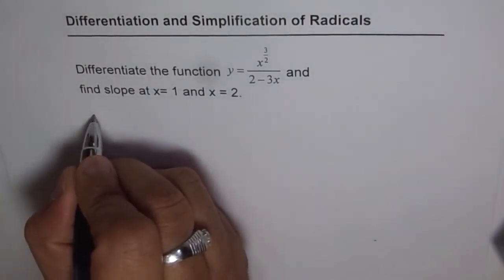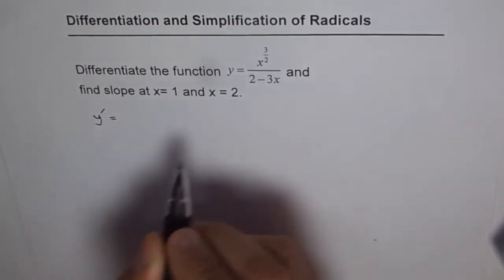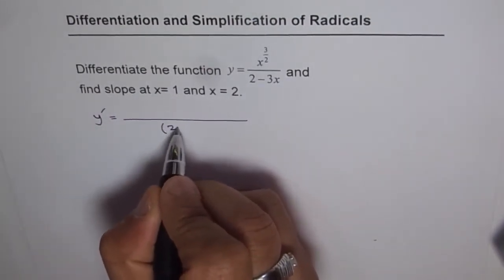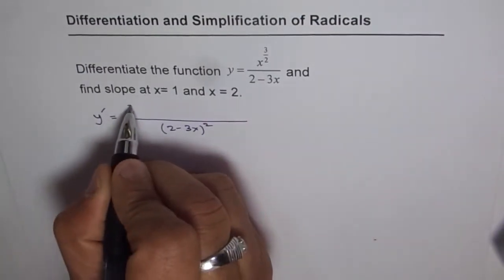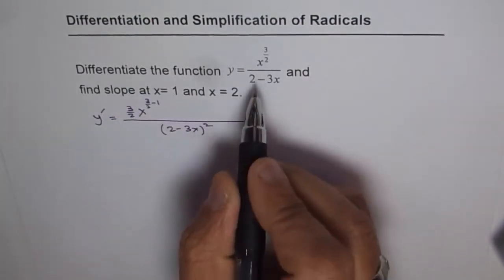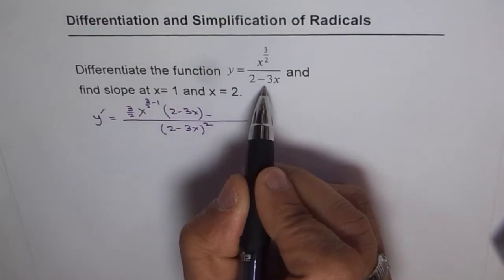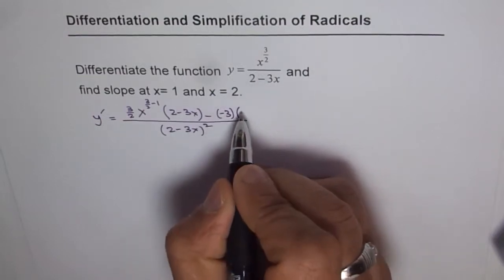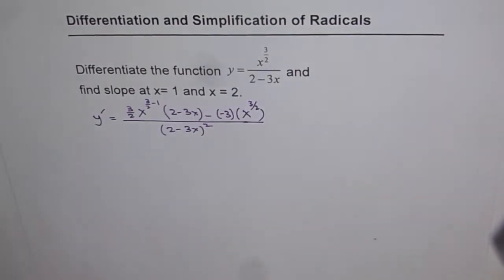So we have y equals x to the power of 3 over 2 over 2 minus 3x. When we differentiate, we'll use the quotient rule here, right? In the quotient rule, the denominator square is the first thing you should always write, very clear. And now the derivative of the first function, which will be 3 over 2 times x to the power of 3 over 2 minus 1, times the second function, which is 2 minus 3x, minus the derivative of the second function, which in this case is minus 3, times the first function, x to the power of 3 over 2. So that is my y dash here.